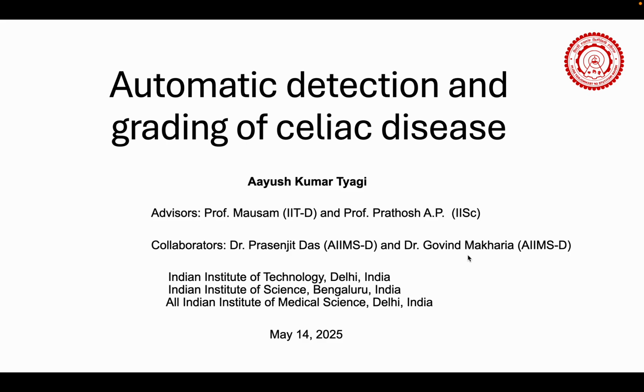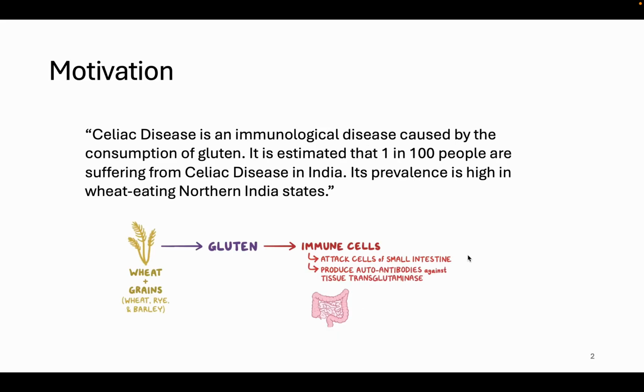Ayush Kumar Tyagi. I'm working on automatic detection and grading of celiac disease. I'm working with Professor Mosam and Professor Pratosh AP. Celiac disease is an autoimmune disease caused by consumption of gluten. It is estimated that 1 in 100 people are suffering from celiac disease in India.